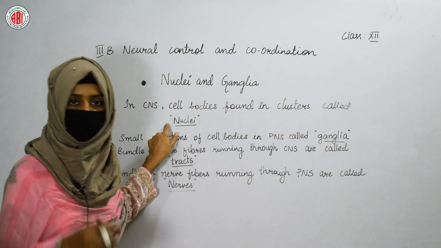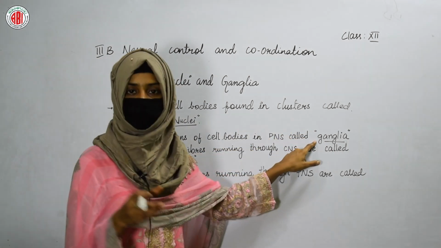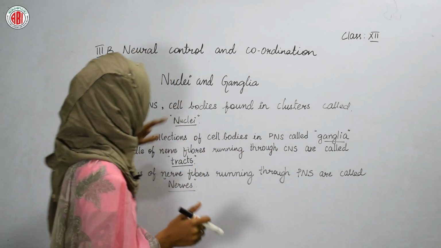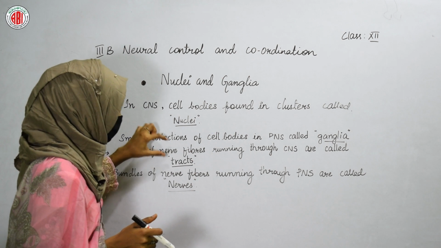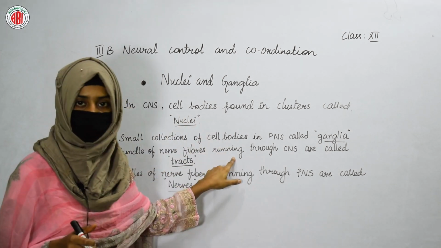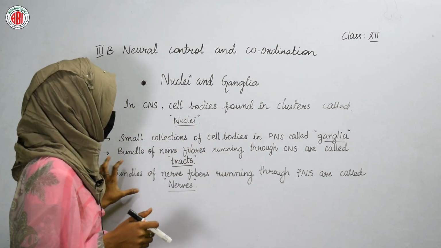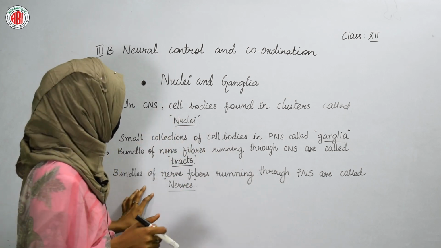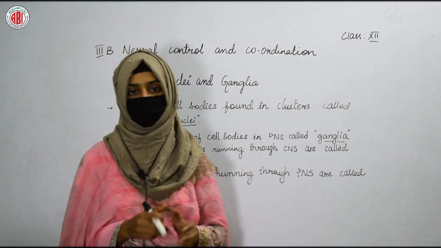Nuclei: group of cell bodies in CNS. A group of cell bodies in PNS are called ganglia. Next, a bundle of nerve fibers running through CNS is called tracts, and a bundle of nerve fibers running through PNS is called nerves. I hope all these 4 terms are clear to you.